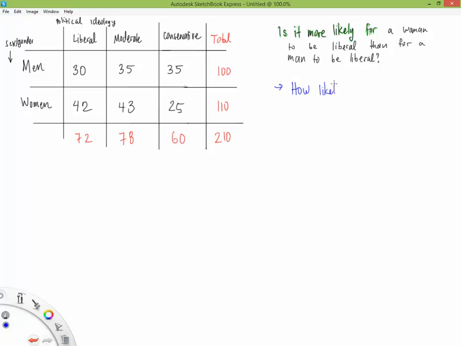How likely is it for a woman to be liberal? And how likely is it for a man to be liberal? If we answer these two questions, then we can answer this question. And we just compare. If how likely it is for a woman to be liberal is bigger than how likely it is for a man to be liberal, then we have the answer to the question, is it more likely for a woman to be liberal than for a man to be liberal? The answer would be yes, if this number is bigger than this number.